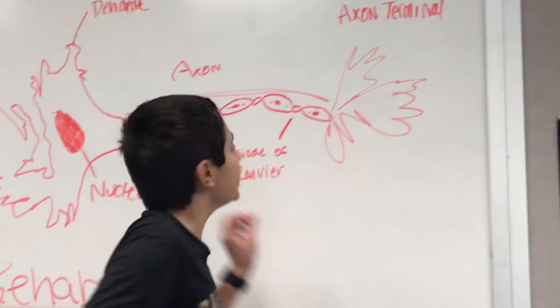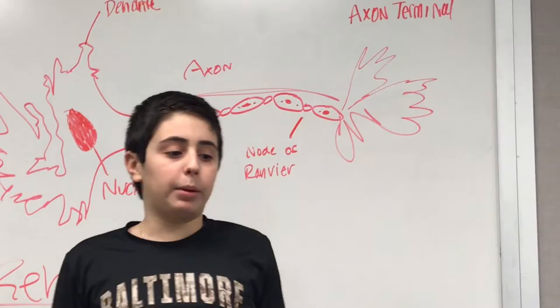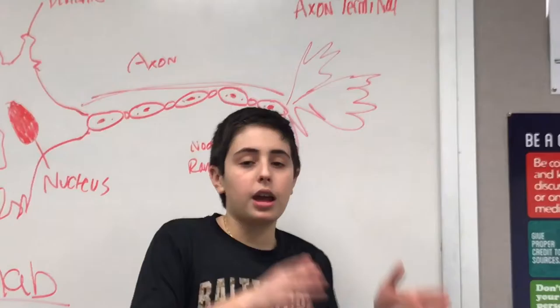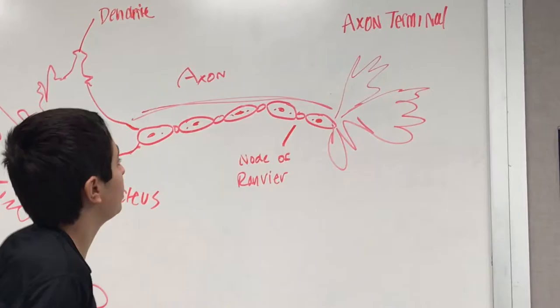Next up is the axon terminal. The axon terminal, right here. It's the very end of this branch of the whole neuron, and it is a long, slender nerve fiber that conducts electrical signals from the gap of the nerve synapse, which is the gap between the cells, which would be over here.